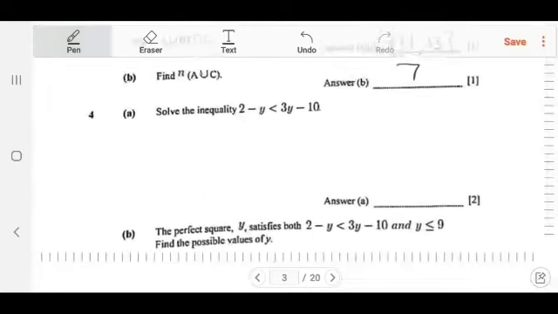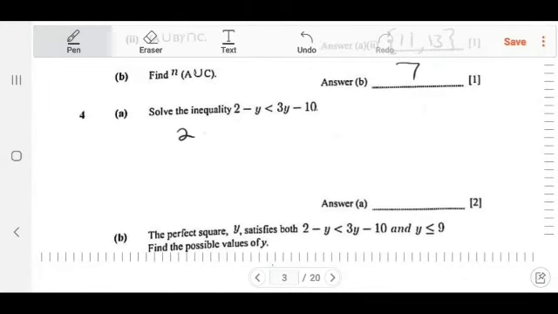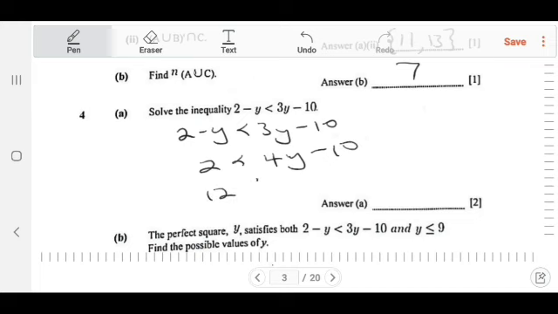to number 4. Solve the inequality. We have 2 minus y less than 3y minus 10. So here I'm going to take this y to the side and remain with 2. Take that y there to be 4y minus 10. Then that 10 going there is going to give me 12 less than 4y, then dividing by 4 I'm going to get 3, like this. So y is greater than 3.